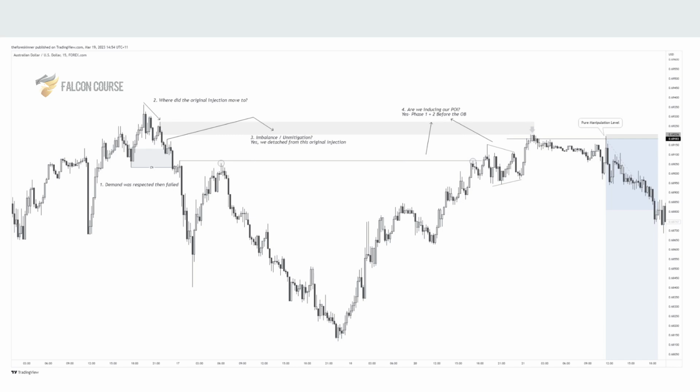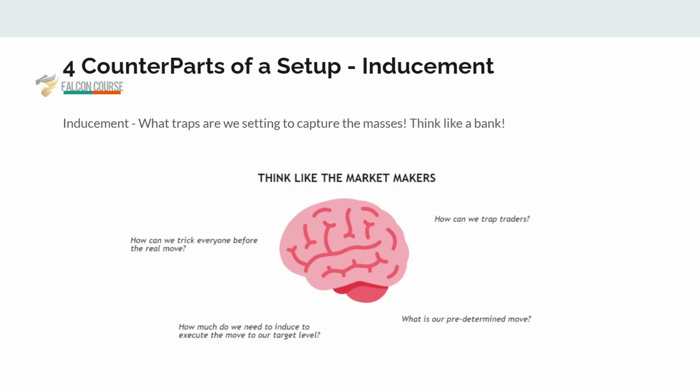So the next one, this first one was order block. The next one I'm going to look at is inducement, okay? So inducement is trapping people before making the real move. At the end of the day, that's really what it is. But when we're trading, we've got to think like the banks because they're the ones controlling the market. We're just the little fish.